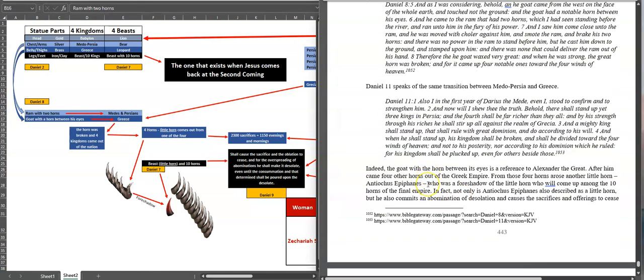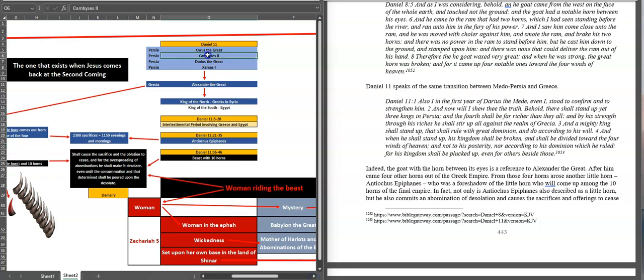Daniel 11 speaks of the same transition between Medo-Persia and Greece, and this is from Daniel 11:1. "And I, in the first year of Darius the Mede," it's the Medo-Persian Empire, "even I stood to confirm and to strengthen him. And now will I show thee the truth. Behold, there shall stand up yet 3 kings in Persia, and the 4th." So we're actually going to move right here. That's what we're talking about.